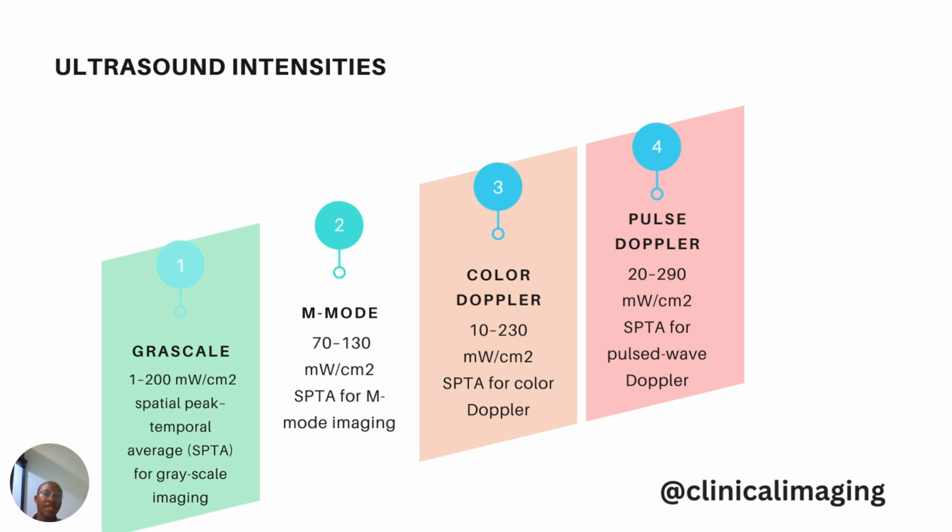If you take a closer look, you will understand that grayscale has lower intensity than M mode, M mode has lower intensity than color, and color has lower intensity than pulse. So pulse wave Doppler emits the highest intensity in ultrasound, while real-time or B mode or grayscale mode utilizes the lowest intensity level.